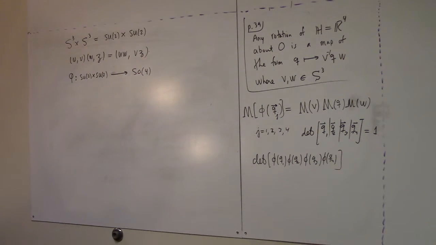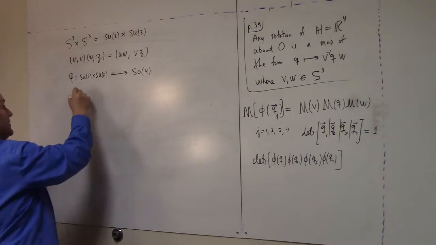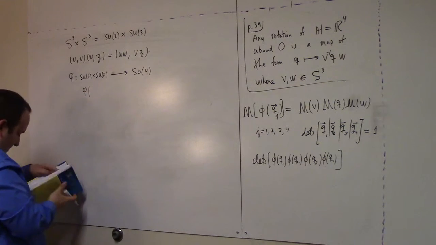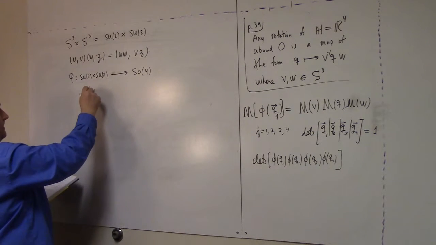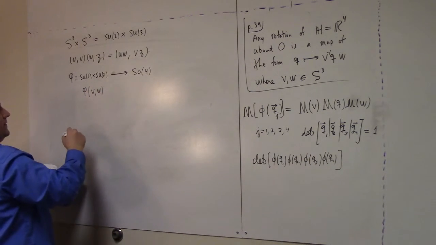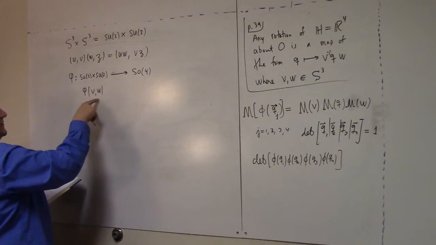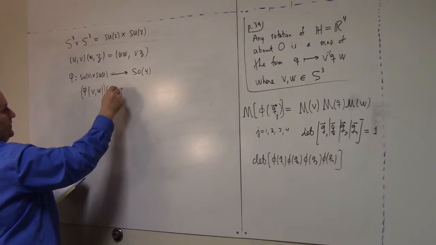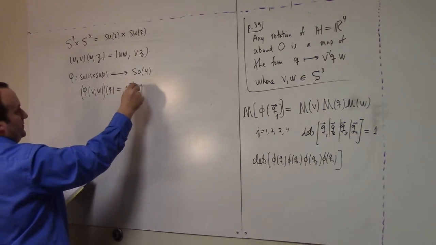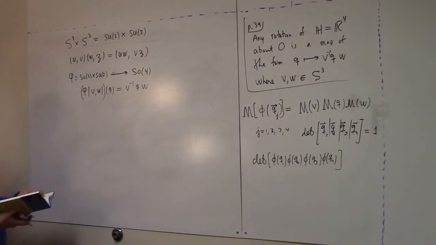And the mapping is what? Phi of V comma W. It's a map, right? So this acting on Q is equal to V inverse QW. And we want to study that map and calculate its kernel.